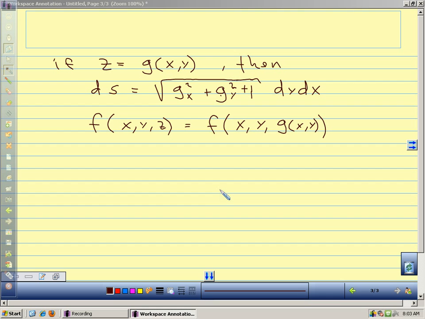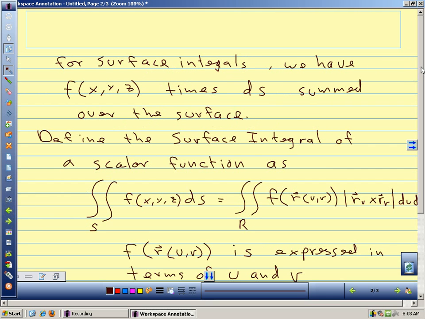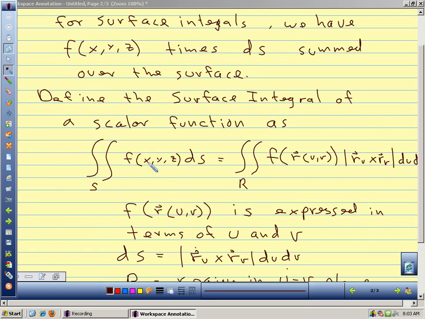One way we can interpret this surface integral: if we think of f of x, y, z as a density function, in this case mass per unit area, and we want the mass of some thin surface. The surface is made of a very thin sheet, and f of x, y, z gives us the mass per unit area. We're summing that mass over the surface, so that would give us the mass of this thin sheet of surface. That's one way we could interpret this surface integral of a scalar function.